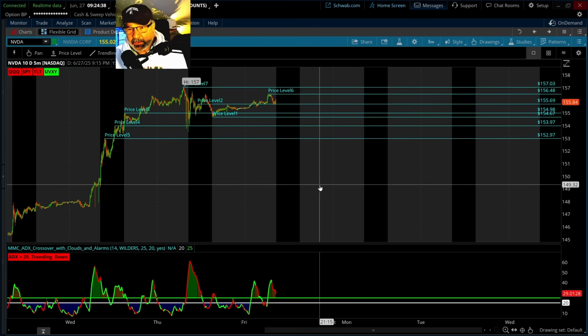You want to have a maximum loss per trade. You want to have a maximum loss per day. You want to log every one of your trades. You want to be green in a simulator for 30 days before you trade with real money.